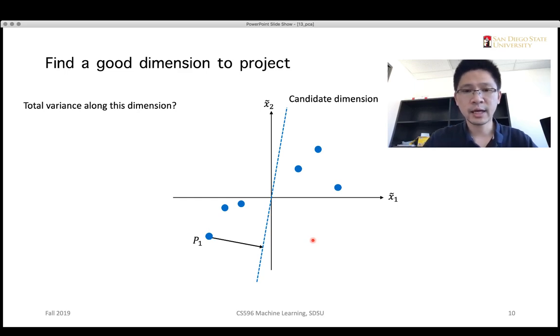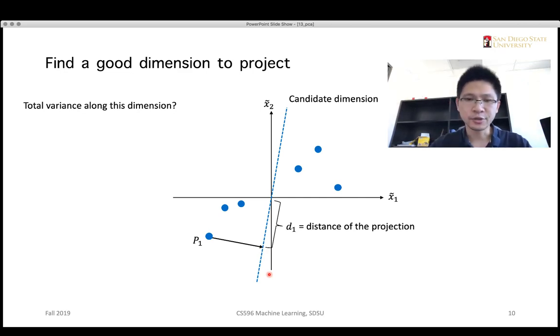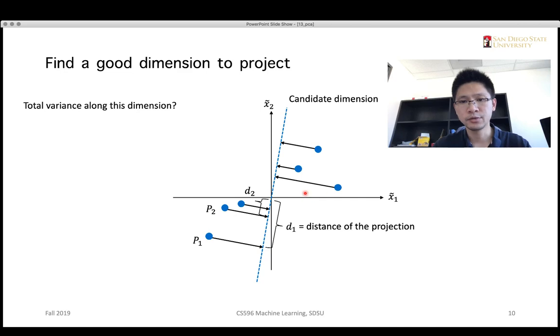So mathematically, how we measure this total variance is that we first project our data points onto that dimension. Okay, given this dashed line as a candidate dimension, for example, we can project our first point P1 onto that dimension. Okay, and then we can measure the distance of the projection from the 0 point, by measuring the length from where the projection is to the 0 point. Okay, so this D1 is the distance for the projection for that one data point P1. Okay, and we can do this for all the normalized data points. For P2, we will have D2, and for P3 we will have D3, and so on. Okay, so we do this projection for all the data points.